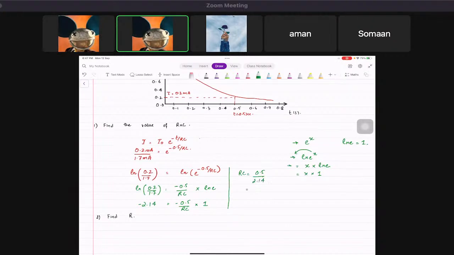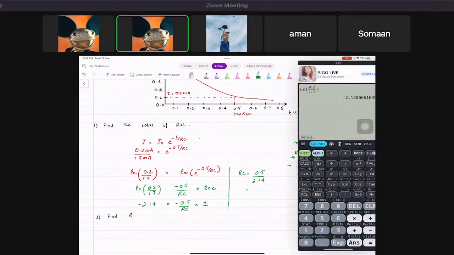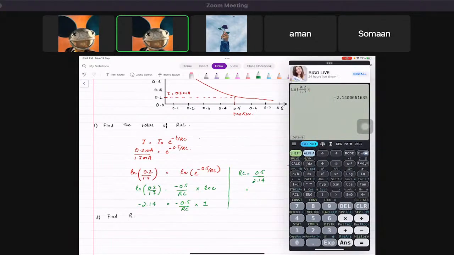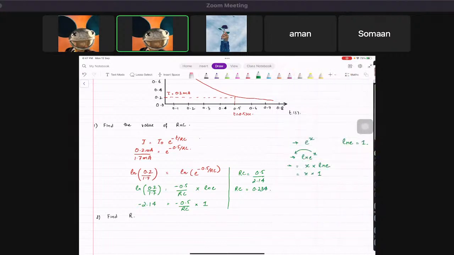Oh, okay. Well, isn't it a bit too high? Okay, never mind. So then you just need to do 0.5 divided by 2.14. So the value of RC will become equal to 0.234. We're going to learn what RC is later, but right now you need to know that this is the value and this is how we use these functions. Everybody is clear about it? Any questions? Please let me know.